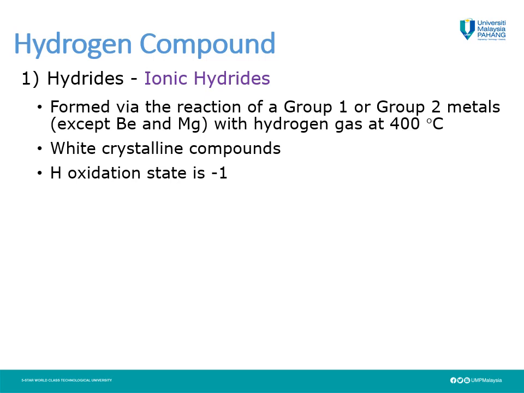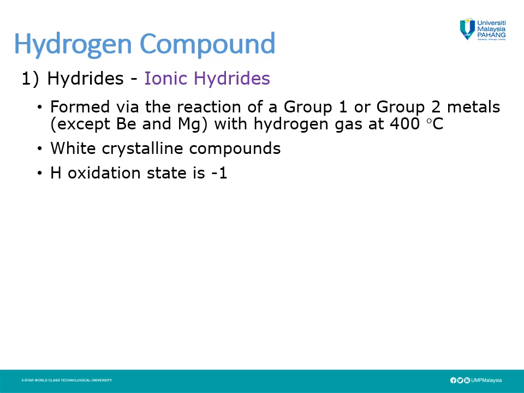For the first hydride compound, which is ionic hydride, it can be formed via the reaction of group 1 or group 2 metals, except for beryllium and magnesium, with hydrogen gas at 400 degrees C. The reaction will produce a white crystalline compound with the oxidation state of hydrogen being -1.